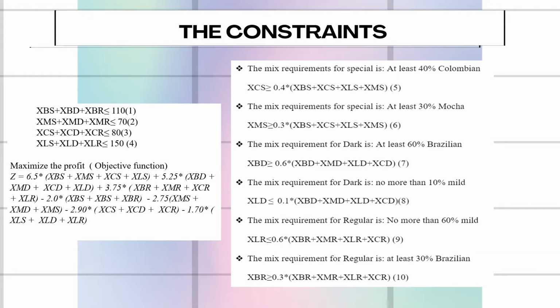First, we consider the available amount of each type of coffee at the coffee shop. The shop has 110 pounds of Brazilian, 70 pounds of mocha, 80 pounds of Colombian, and 150 pounds of milk available per week. From that, we have four constraints: 1, 2, 3, and 4. Similarly for the remaining six constraints. After having the objective function and all the constraints, we will move on to solve the problem.